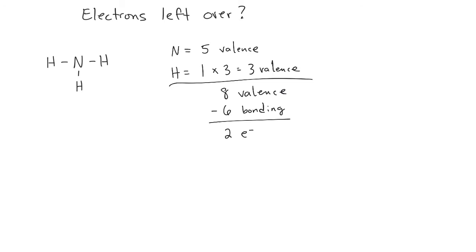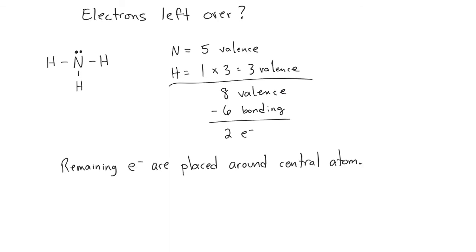What to do with those 2 electrons? Those 2 electrons are going to be put as a lone pair on the central atom. So the remaining electrons, after we have distributed electrons around the outer atoms, can be placed around the central atom.